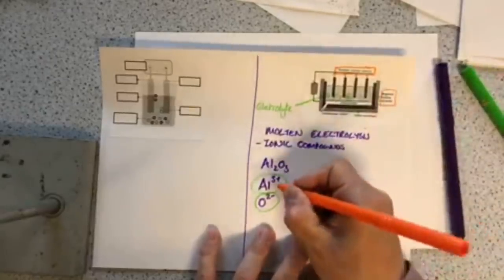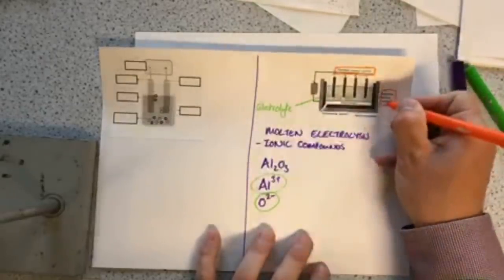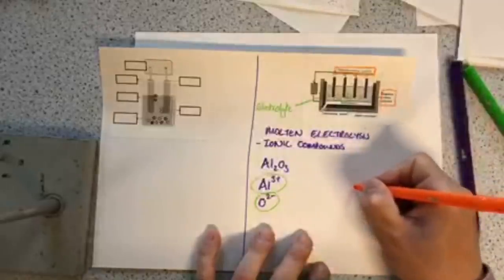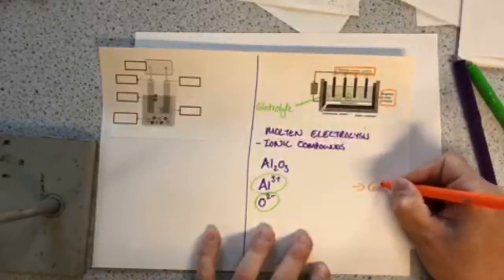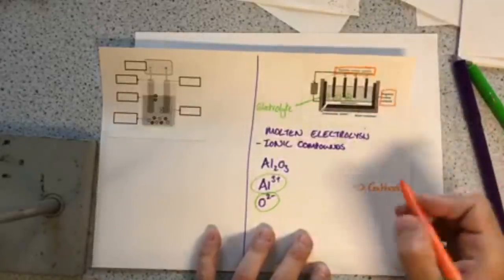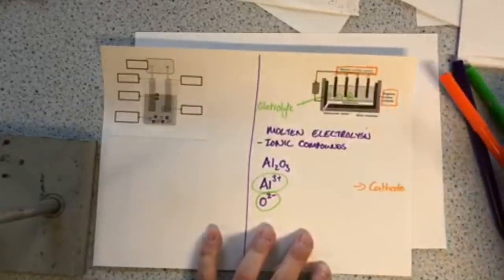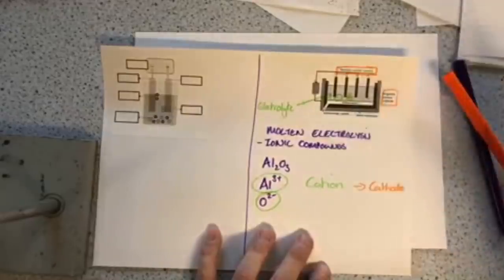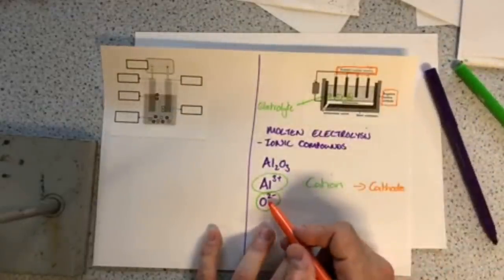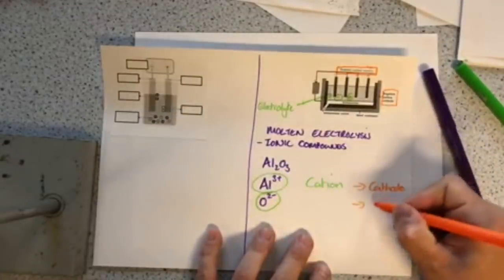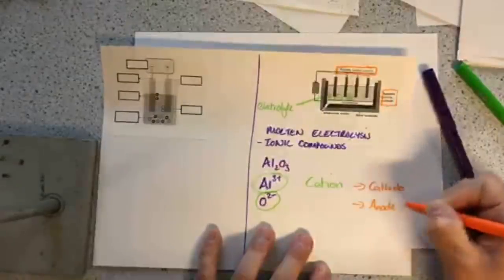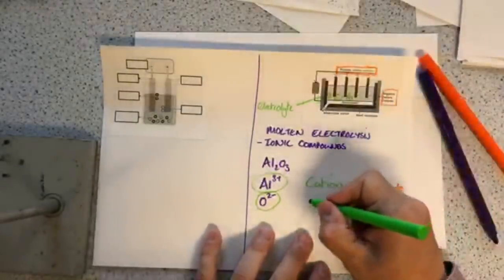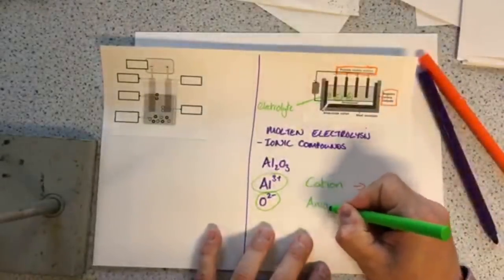Now, the positive ion will be attracted to the negative electrode and will be attracted to the cathode. Now, because it is attracted to the cathode, we call it the cation. The negative ion will be attracted to the anode, and that is called the anion.